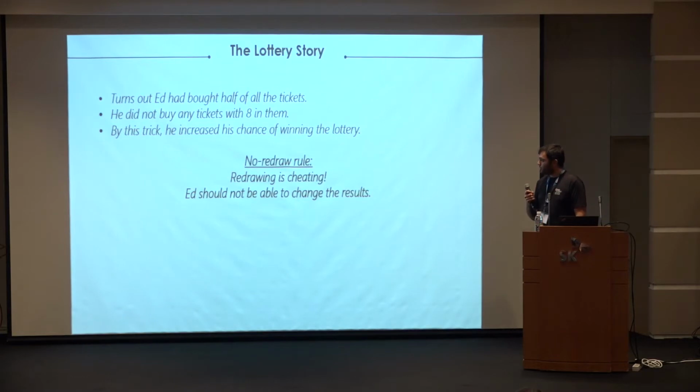So if we're going to create dependable random numbers, the first rule that we're going to have is a no redraw rule. So no one should be able to just cancel the result and ask for a new result.